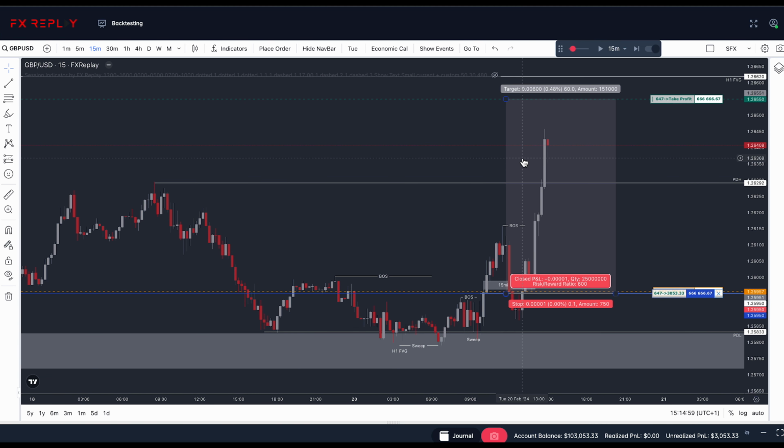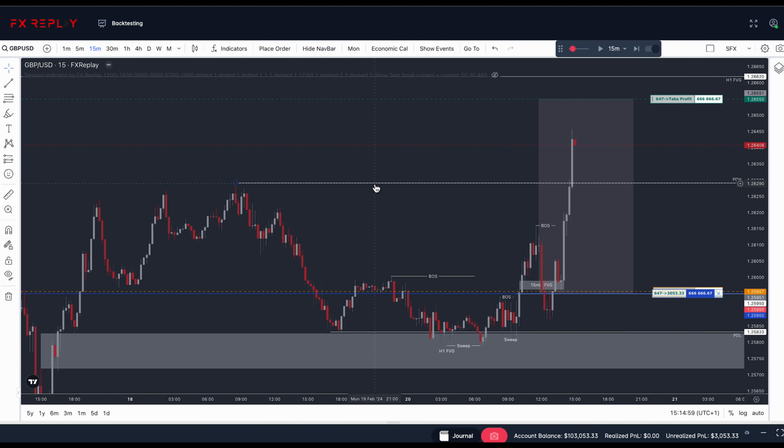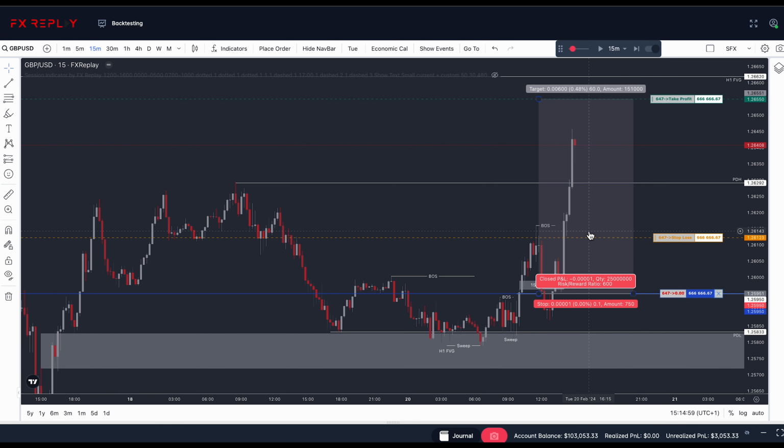We are breaking the previous daily high, which was our first target. Okay, we are breaking it. Currently we are in the profit of 3k, which is 3%. Okay, now you can as well, because the PDH was raided, move your stop loss more in the profit. So whatever happens, if the price retraces down, it's going to take you out in the profit.